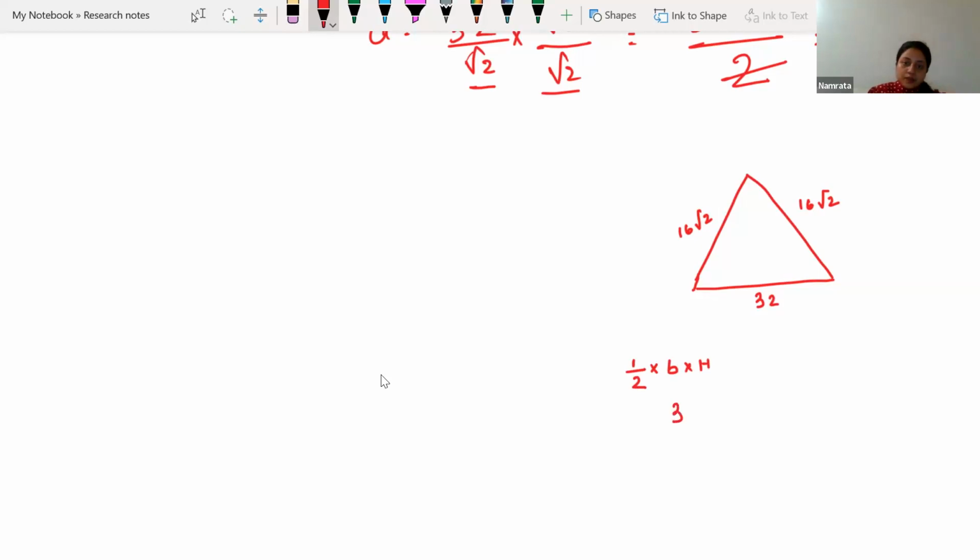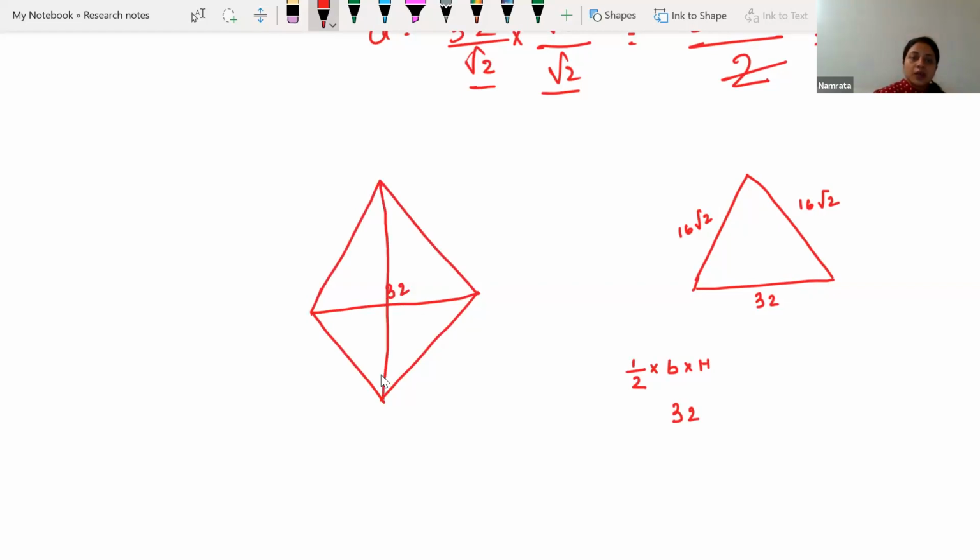So base is 32, and since it's a square, both the diagonals will be of the same length. Whenever we have a square or a rectangle, both diagonals are of the same length. If this is 32, that will also be 32, and we know in a square diagonals bisect each other. So if we take only this much part, this much is half of 32, that is 16.